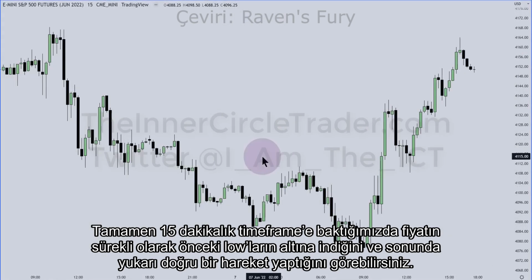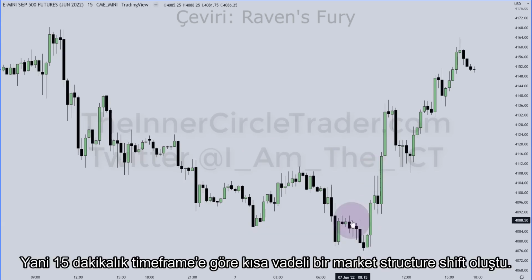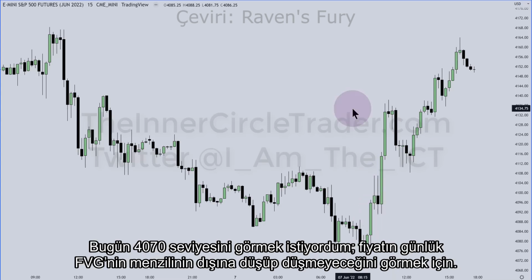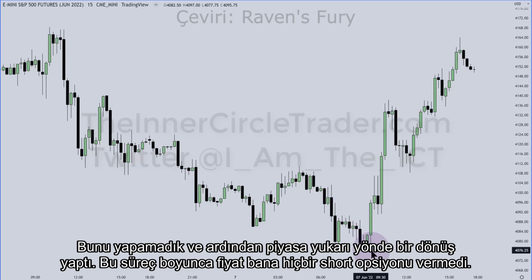All right, on the 15-minute time frame, you can see how we just kept going lower than the previous lows. And then finally we had a run higher. So we had a short-term shift in market structure relative to the 15-minute time frame. Remember, that's our bellwether chart. So it runs higher, creates a fair value gap in here, and trades down into it here. Okay. So I was looking for 4070 today to see if it can get down outside the range of that daily fair value gap. And we failed to do so. And then the market shifted higher.